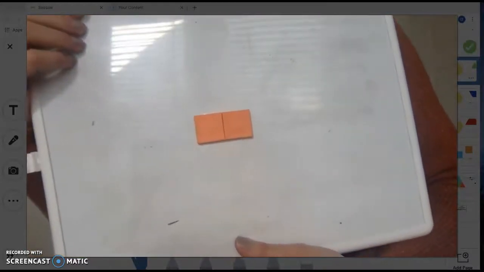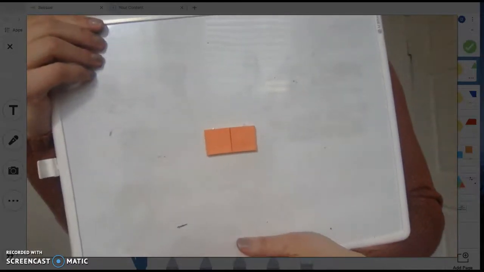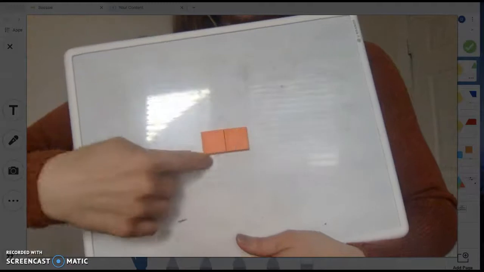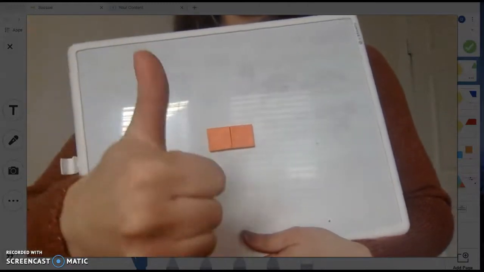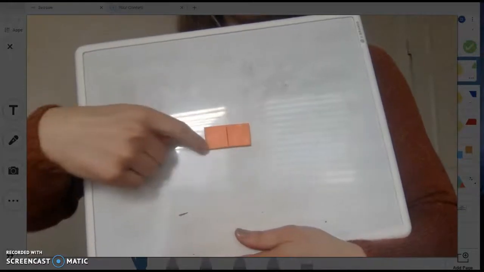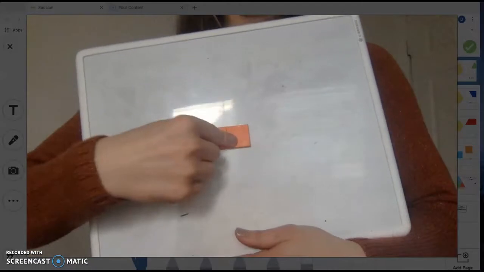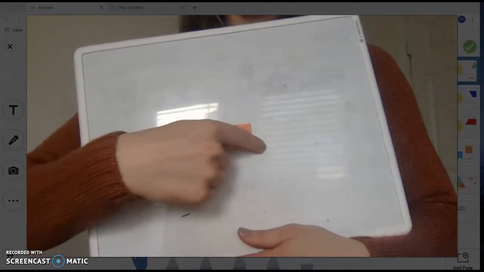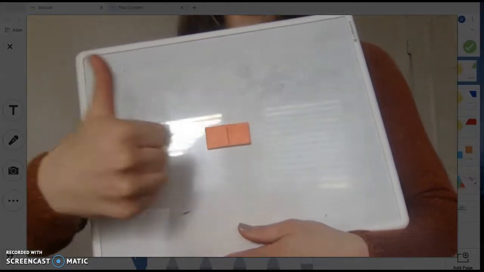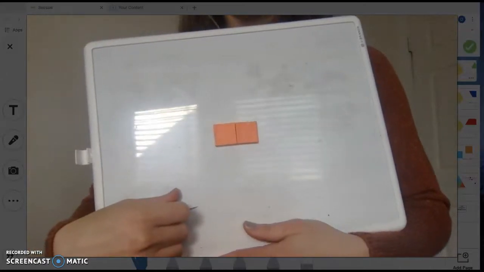Does that look like a rectangle? Let's see. Does it have 4 sides? 1, 2, 3, 4. Yes. Does it have 4 corners? 1, 2, 3, 4. Yes. Does it have 2 longer sides than the other 2? Yes. So I can make a rectangle using 2 squares.